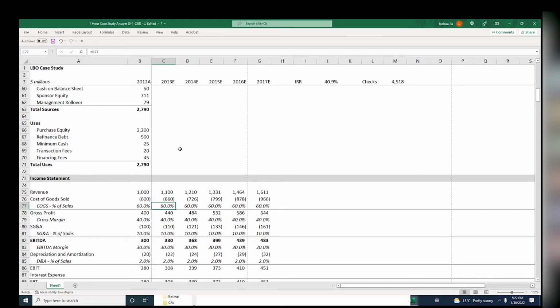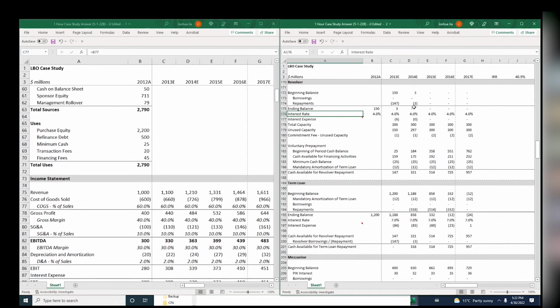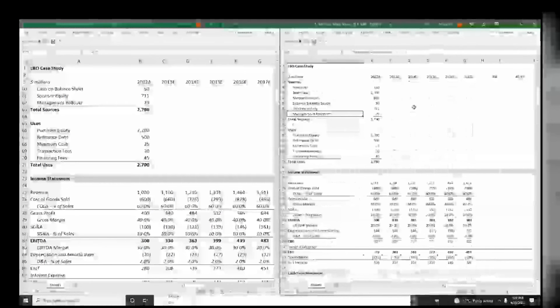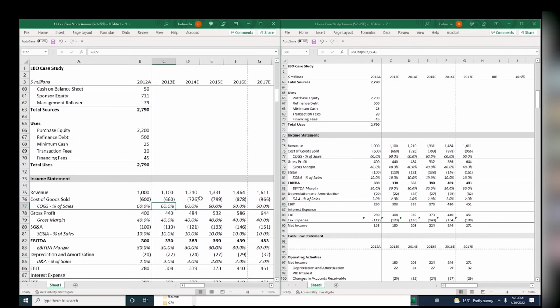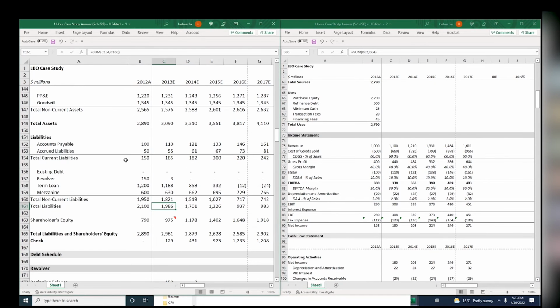Okay, so now we've done the debt schedule. How do we link that to the three statements, right? Because that's one step, woohoo, but we're not done yet. Because I purposely deleted interest expense. So let's link it in. Okay, let's link it in.